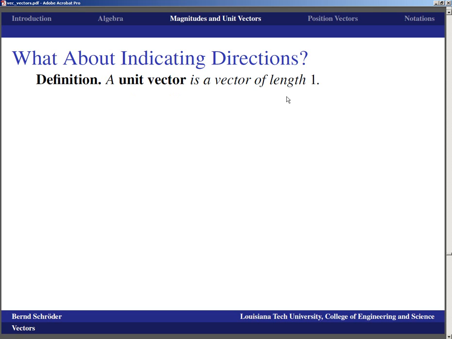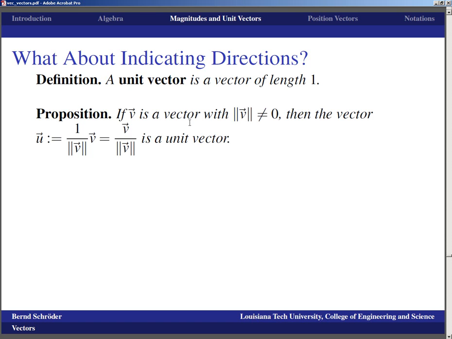If I want to give you something that just has a direction, I can't give you a direction without magnitude, because as soon as we have an arrow, the arrow will have a length. So the convention is that we use unit vectors, where the length is 1, which is basically the length that is to be disregarded, if you will. Okay, so if v is a vector with length not equal to 0, then the vector u being 1 over ||v|| times v, which is v over ||v||, is a unit vector.